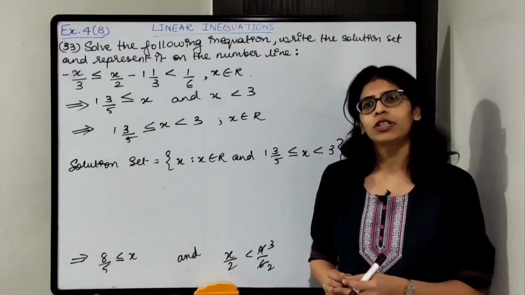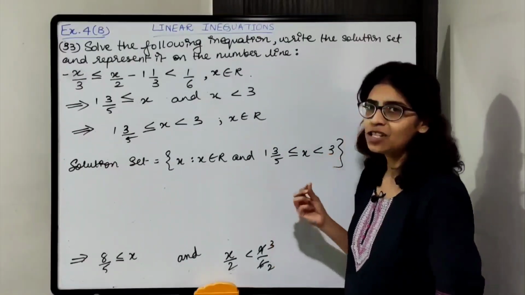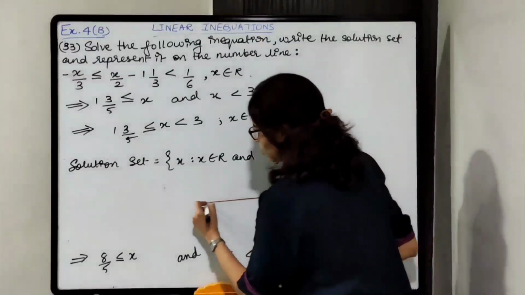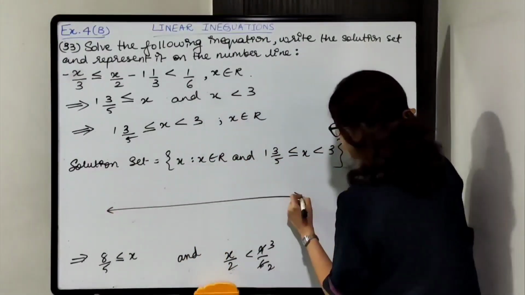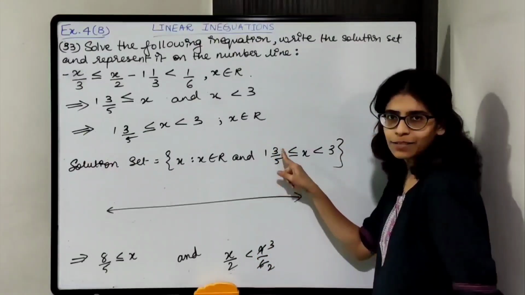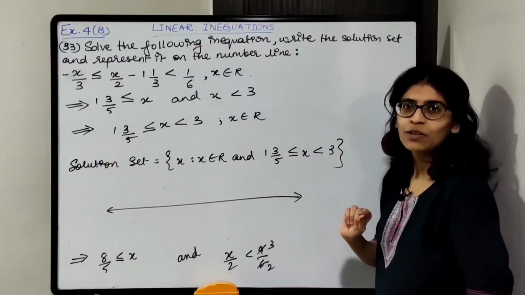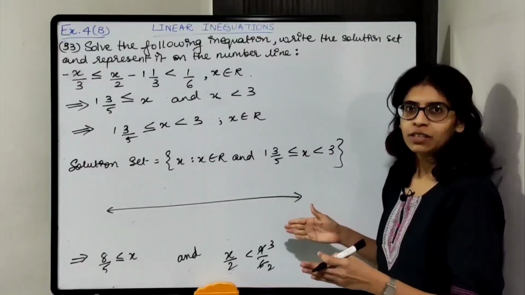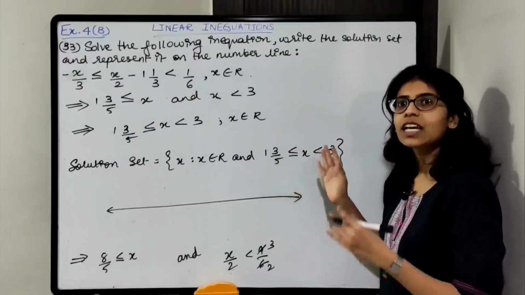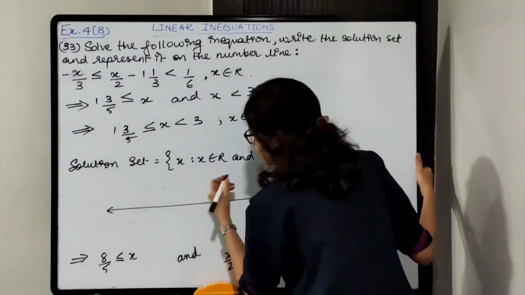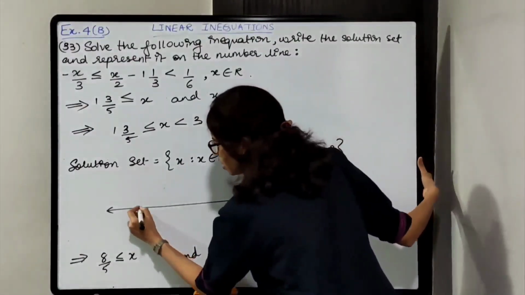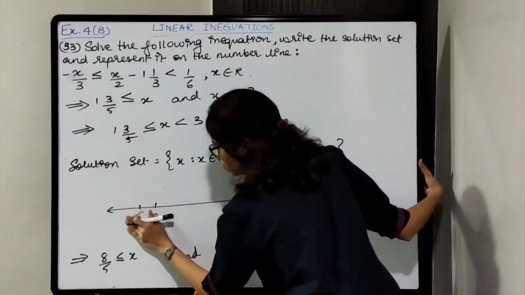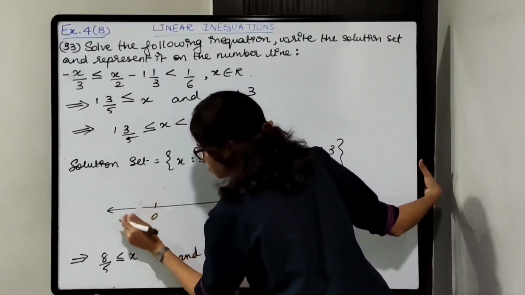Now we need to plot on the number line. So the range for x is 1 3 by 5 to 3. So कैसे plot करेंगे? 1 3 by 5 है, so ये कैसे plot करेंगे? For that what we'll do is keep a bigger gap between the numbers. 1 2 3 gap थोड़ा बड़ा रखो. So negative numbers are not included over here. Just include one negative number. -1 0. So keep a wider gap.